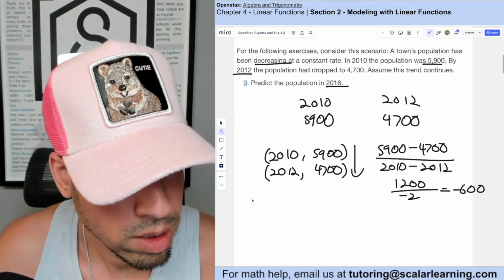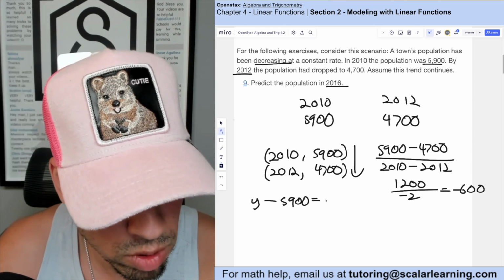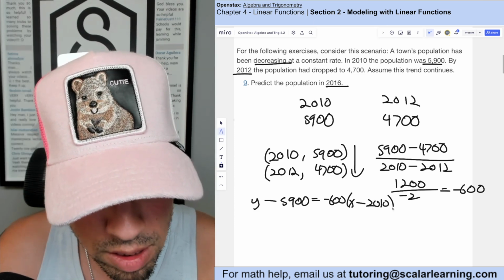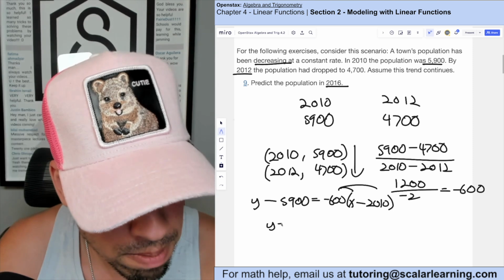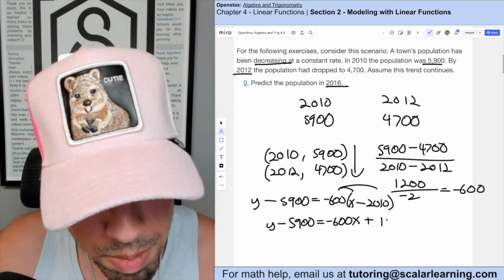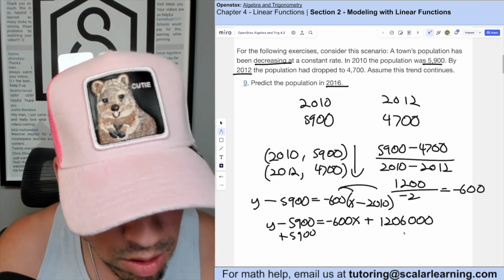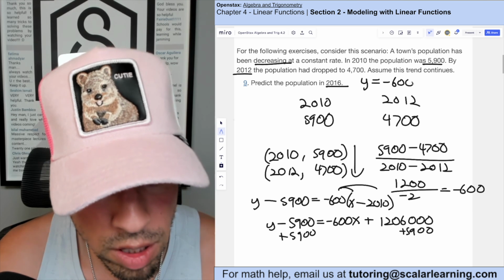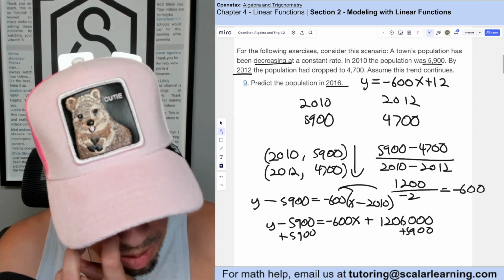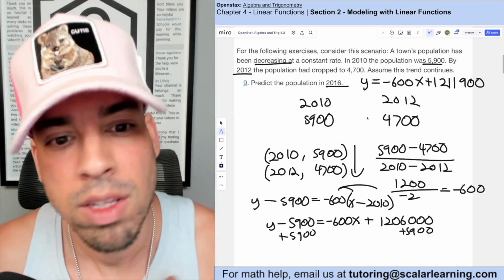So using point slope, we can say y minus, let's take this coordinate, the top one, y minus that y value 5,900 equals negative 600, the slope, times x minus the corresponding x value, which is 2010. Now as I distribute, I get y minus 5,900 equals negative 600x, and we get positive 1,206,000. And then we're going to add 5,900 to both sides like so. We get y equals negative 600x plus 1,211,900. So there's a nice equation that models the situation.